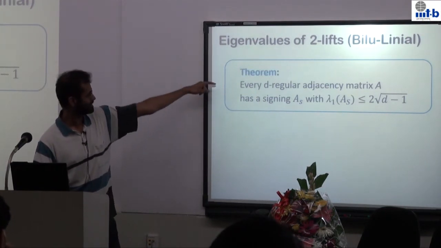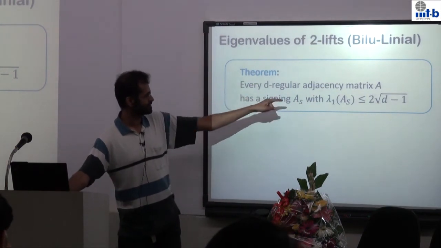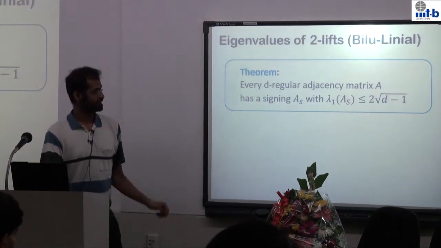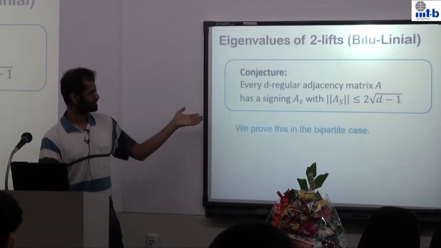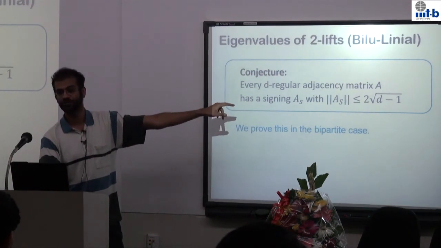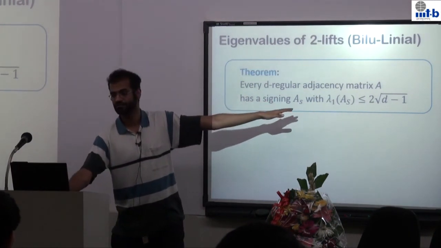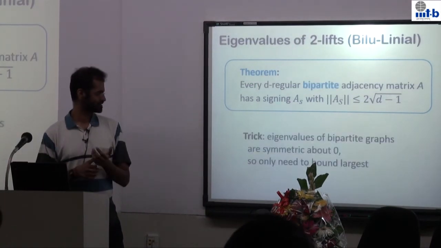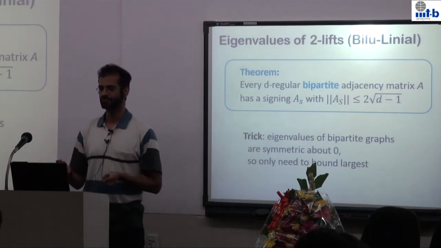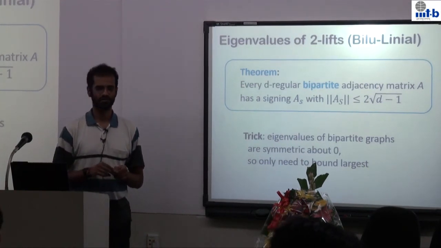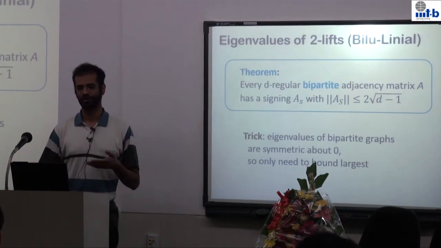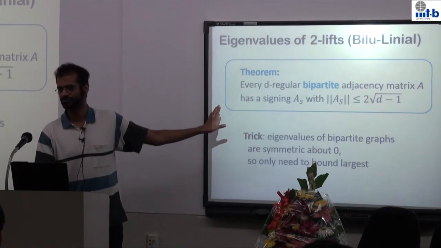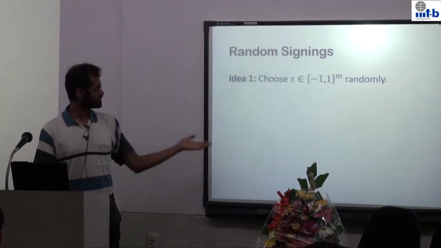What we proved is that every d-regular adjacency matrix A has a signing such that the largest eigenvalue of the signing, A sub s, is at most 2 square root d minus 1. So this does not say anything about the least eigenvalue, right? The norm is the largest absolute value. We just get the max of the eigenvalues, so we only get one end of the spectrum. But then we use this trick, this fact that I mentioned earlier, that if the graph is bipartite, the eigenvalues are symmetric about 0. So certainly if you bound the largest eigenvalue, you automatically get the bottom one for free. This is the only place bipartiteness comes in the proof. Okay. So this is what we prove.